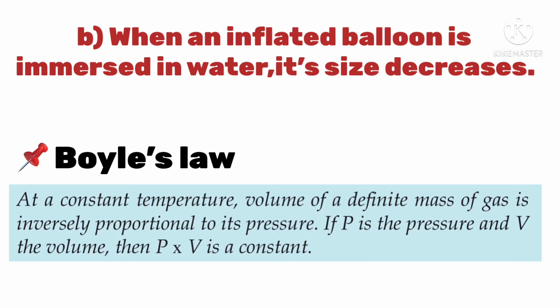B. When an inflated balloon is immersed in water, its size decreases. Answer is Boyle's law. That is, at a constant temperature, volume of a definite mass of gas is inversely proportional to its pressure. If P is the pressure and V the volume, then P into V is a constant.